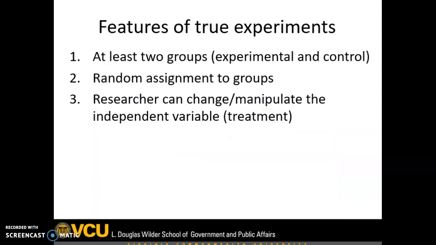Key features of true experiments include at least two groups. One is the experimental group, and the other one is a control group. You could have two or more experimental groups in which these groups receive different interventions. For example, if this is a drug trial, experimental groups could receive different doses of a medicine being tested. Another feature of a true experiment is that assignment to groups is random. And the third feature of a true experimental design is that a researcher can change the treatment or the intervention given to the experimental group.